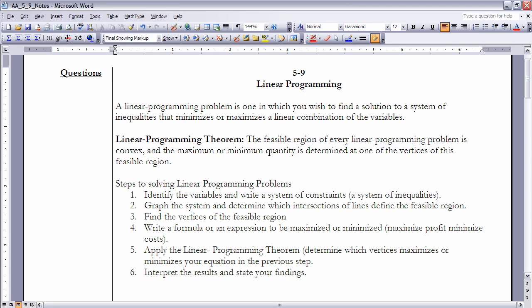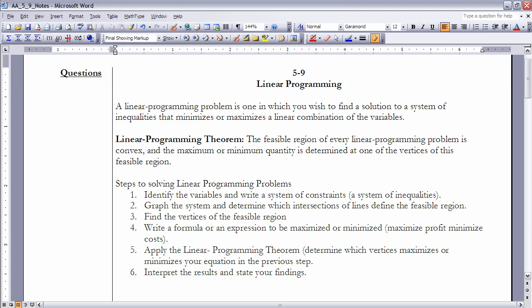A linear programming problem is one in which you wish to find a solution to a system of inequalities that minimizes or maximizes a linear combination of variables. So in linear programming, we're trying to minimize or maximize something. Maybe it's minimize costs or maximize profit. Those are the two main areas that we'll be looking at.